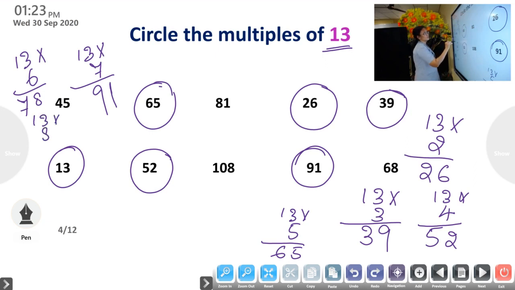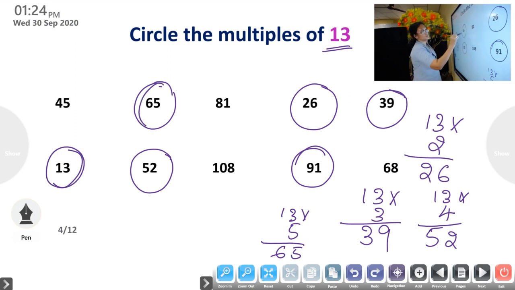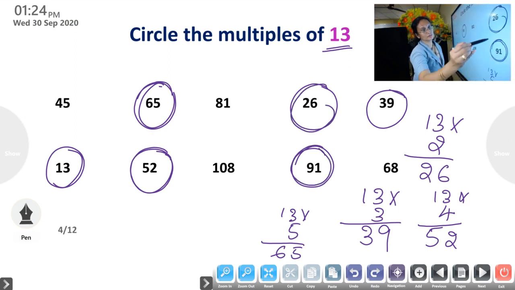Now let us check 13 into 8. We are getting 104. But we are here having 108. So 108 is not a multiple. So which are the multiples? The multiples are, okay, these are the circled numbers. These are the multiples. Okay.